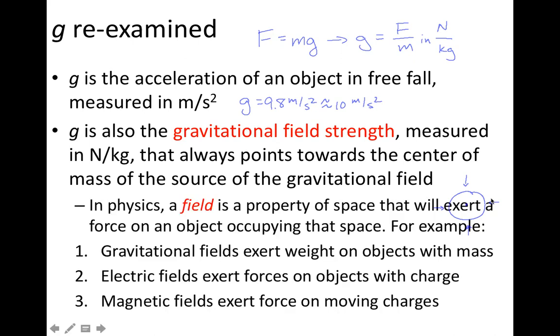Now, in physics, the idea of a field is all over the place. And a field is just a property of space where if you put an object in that space, it feels a force. Gravity fields exert weight on objects with mass. If you continue studying physics, you'd learn about electric fields that exert electric forces on charges, and magnetic fields exert magnetic forces on moving charges. But if you remove the object, the field is still there. So g is just a property of space surrounding an object with mass.